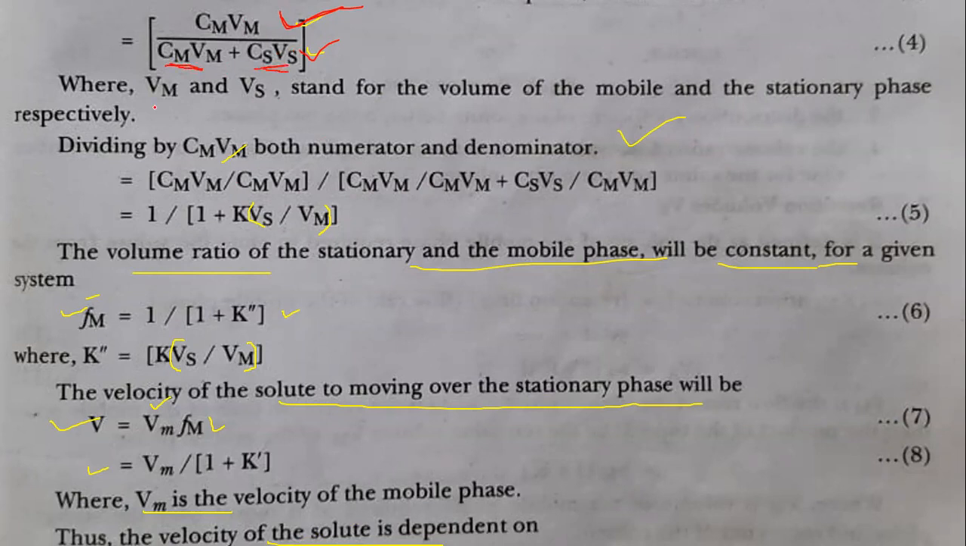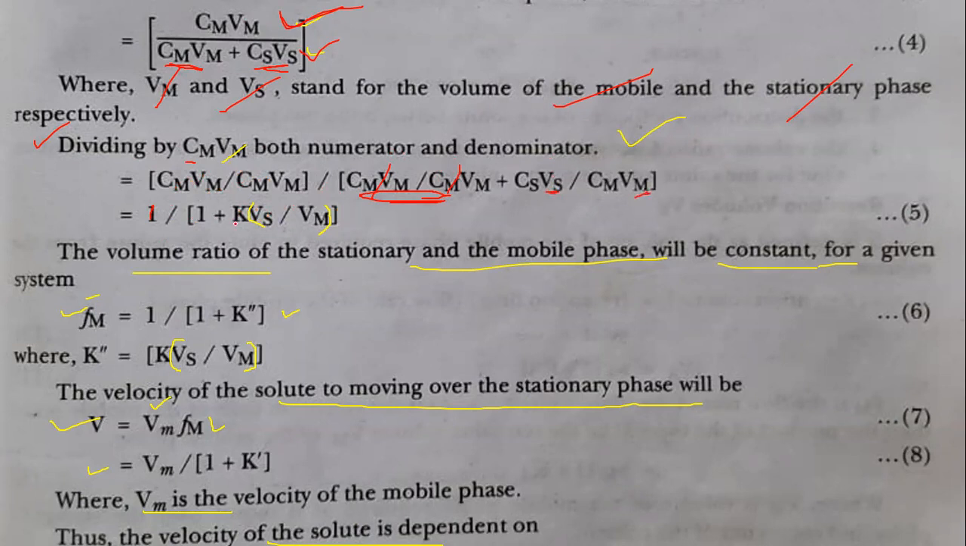Okay, so where Vm and Vs are the volume of the mobile phase and the stationary phase. So dividing by Cm·Vm to both the numerator and the denominator. See, here you are dividing the numerator and here the denominator. So that ratio will come. See, here this ratio will be 1. Sorry, this value will also come as 1. So here it is 1 plus K into Vs upon Vm.